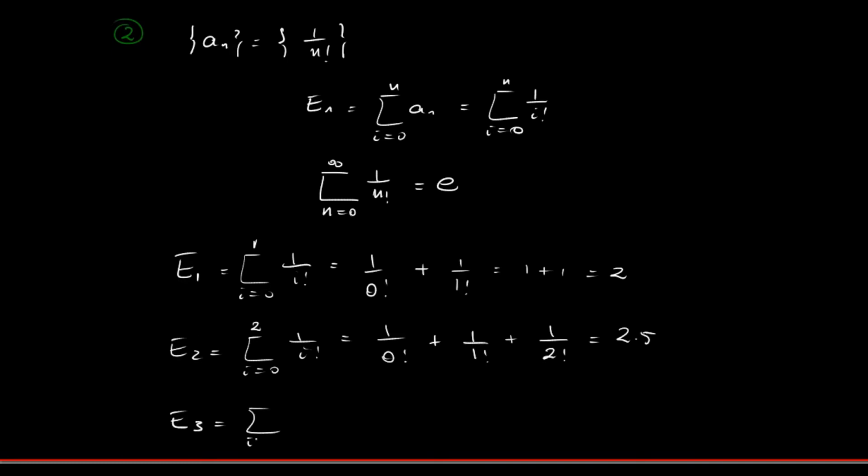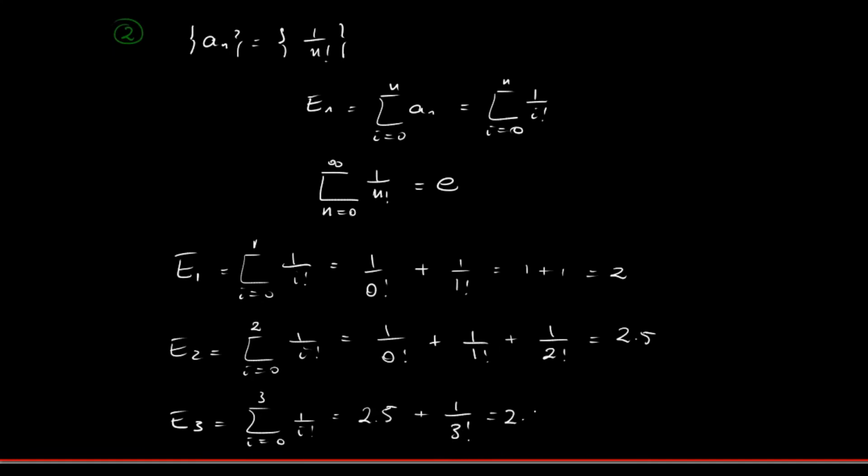The third element is the sum from i equals 0 to 3 of 1 over i factorial. So we have 2.5 up to 2 factorial plus 1 over 3 factorial.